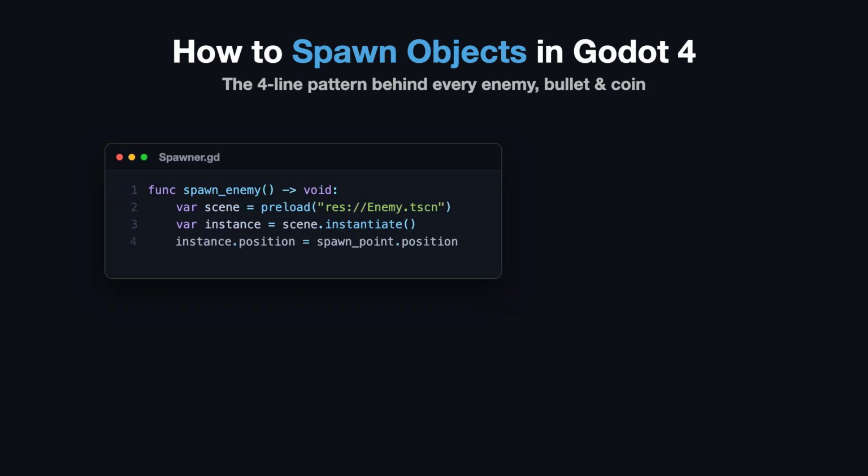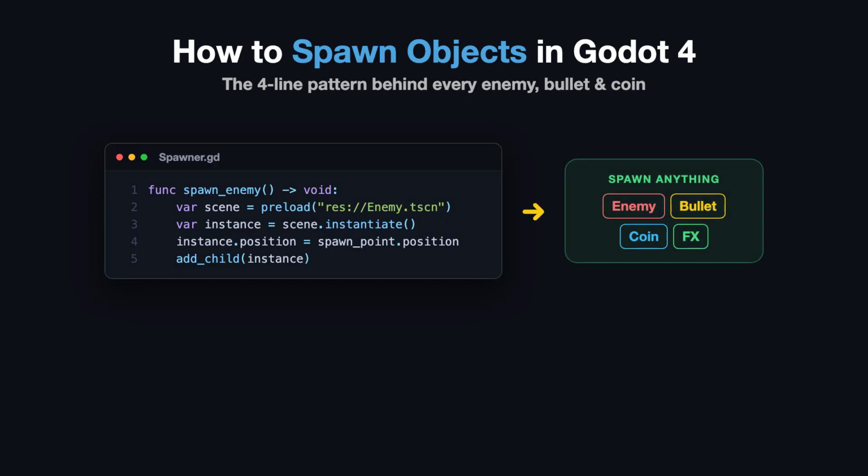Spawning an enemy, spawning a bullet, spawning a coin. In Godot 4, it's the same 4 lines of code every time. Learn the pattern once, and you'll never Google how to spawn objects in Godot again.